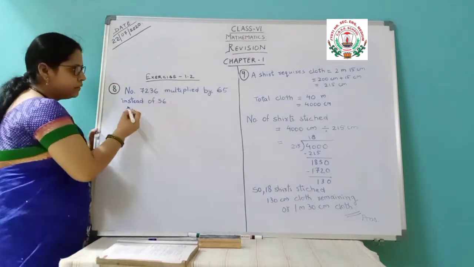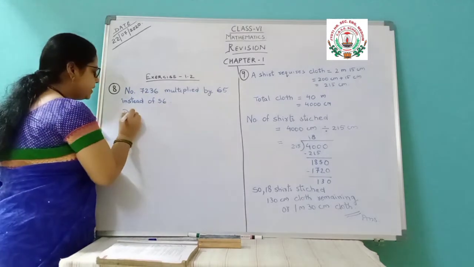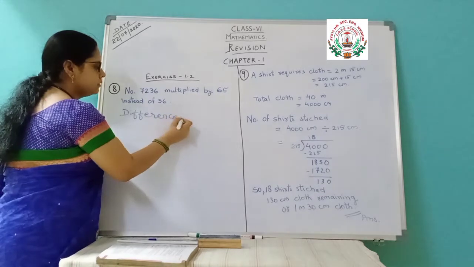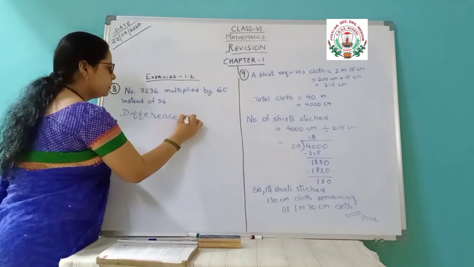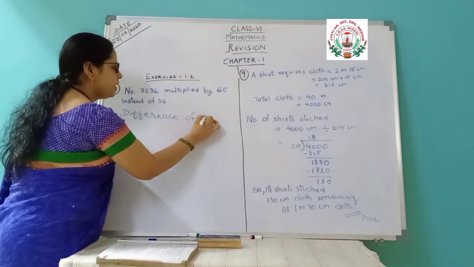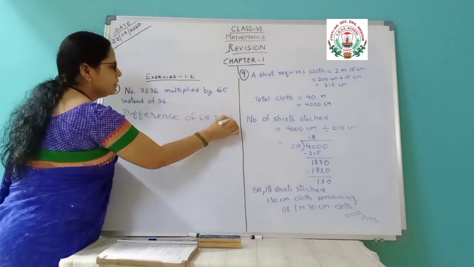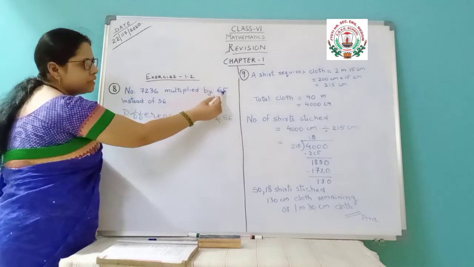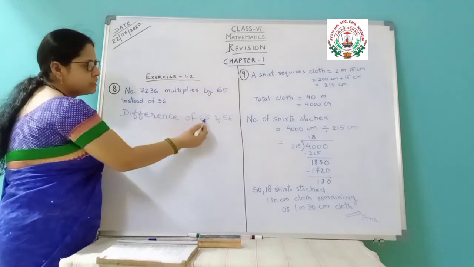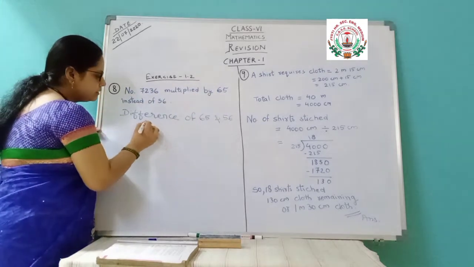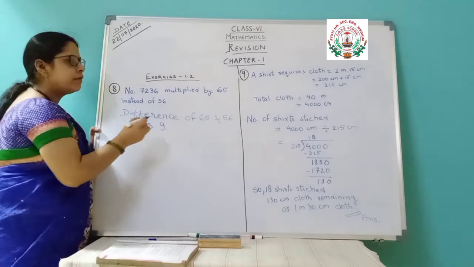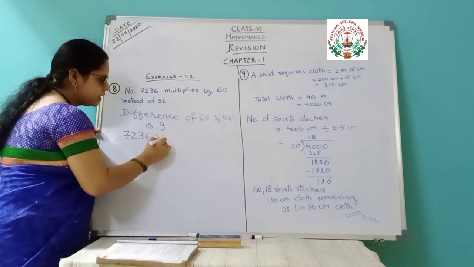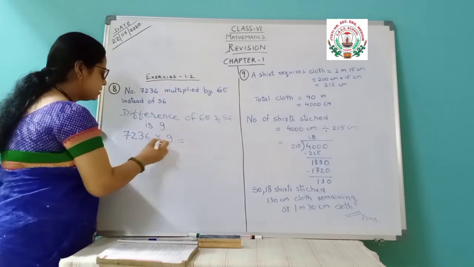First you are going to take out the difference of 65 and 56. Actually it has to be 56, but by mistake 65 was written. So the difference of 65 and 56 is 9. So you have to multiply this number: 7236 multiplied by 9. How much answer will you get?